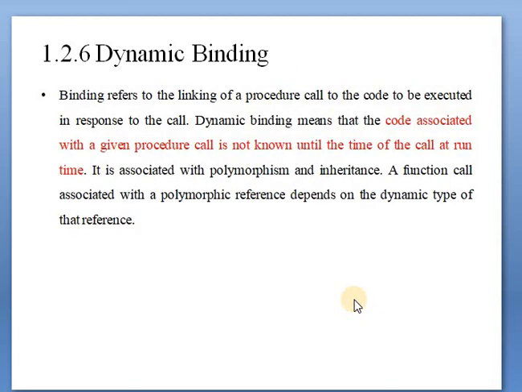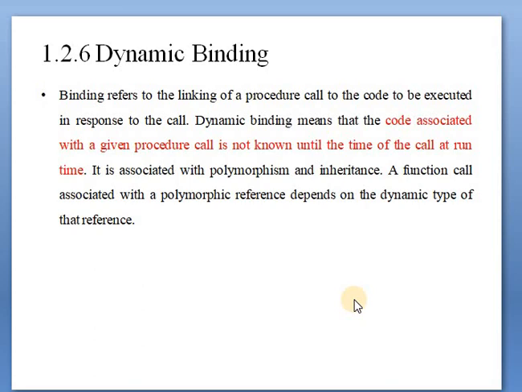Next is dynamic binding. Dynamic binding means binding at the time of running or executing. Binding refers to the linking of a procedure call to the code to be executed in response to the call. Suppose we call any function, then the linking of that procedure call after calling that function is known as binding. Dynamic binding means that the code associated with a given procedure call is not known until the time of the call at runtime.